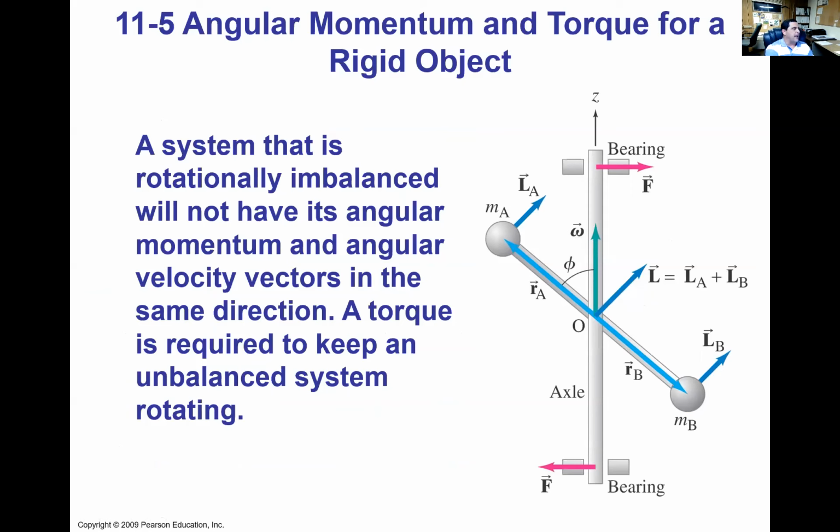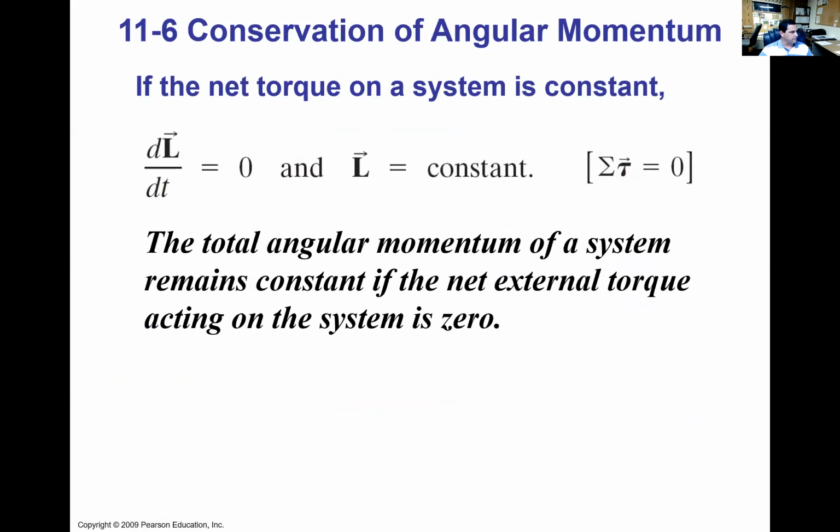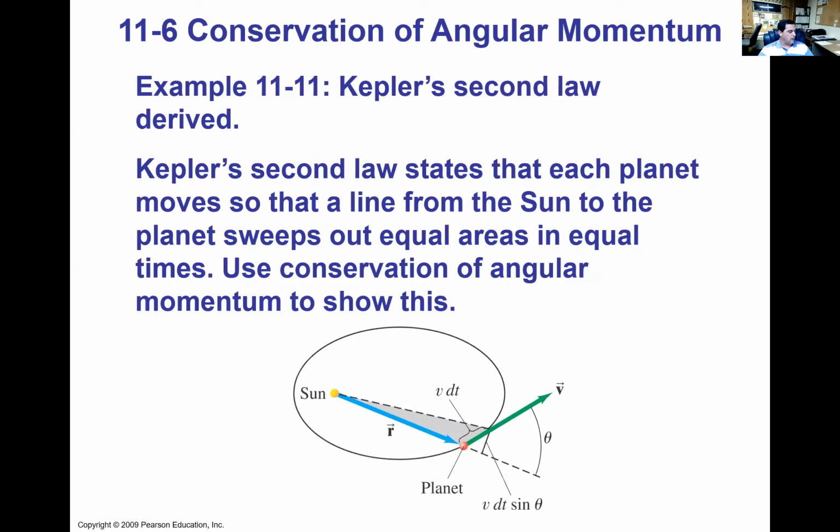I am going to skip section 11.5. You are not responsible for this at all. 11.6, if the net torque on a system is zero, the change in angular momentum with respect to time is 0, so angular momentum is constant. So total angular momentum of a system remains constant if the net external torque acting on the system is 0. Kepler's laws, you're not responsible for this. You can go through it in the text if you want.